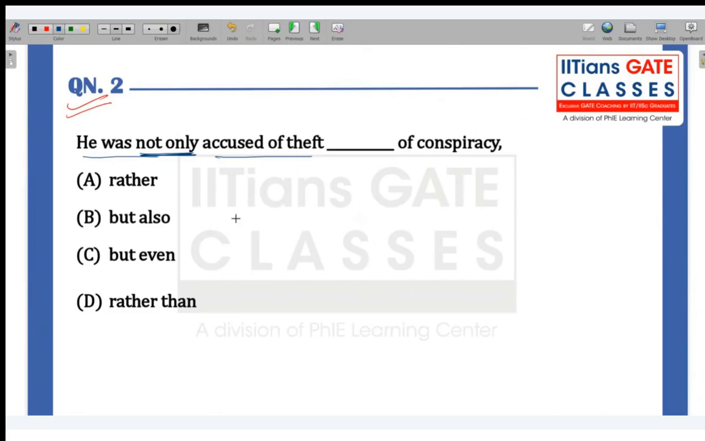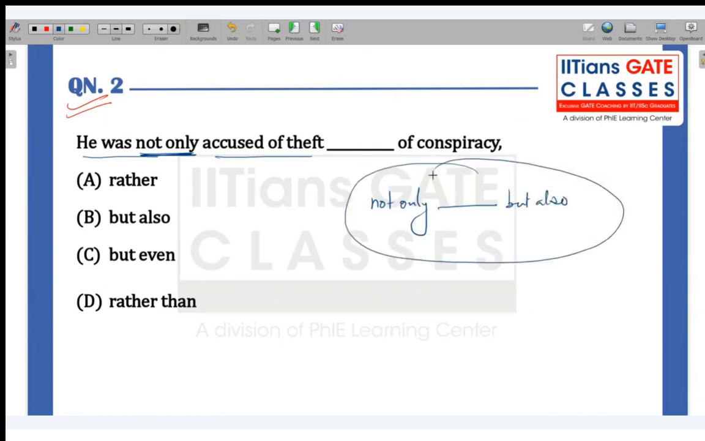So not only always goes in the pair, right? Not only with, you can say, but also. Okay. So this is a very easy question. Anybody can answer this kind of question. Okay. So these kind of pairs always exist. Okay. So please keep in mind.